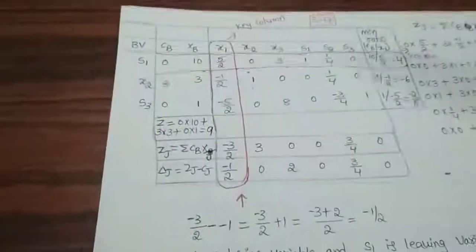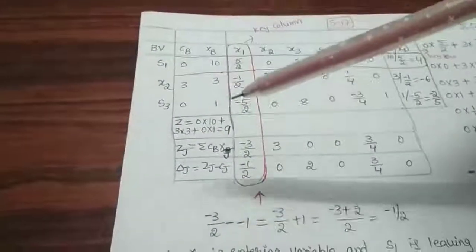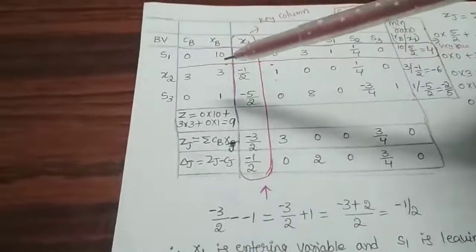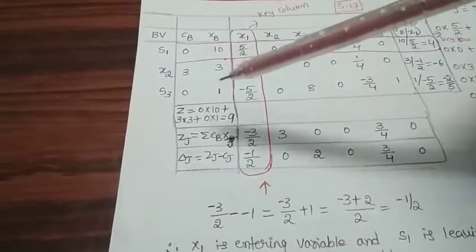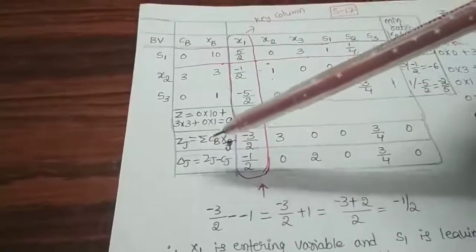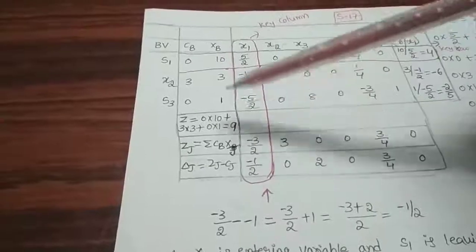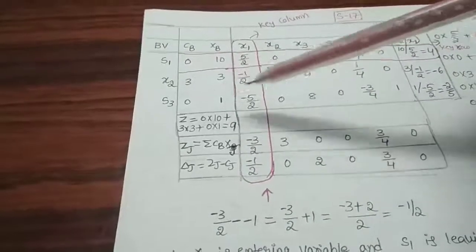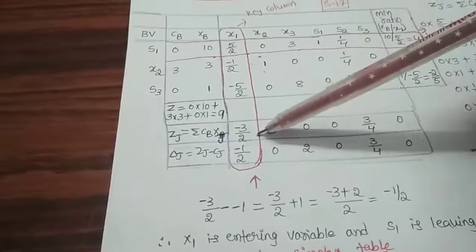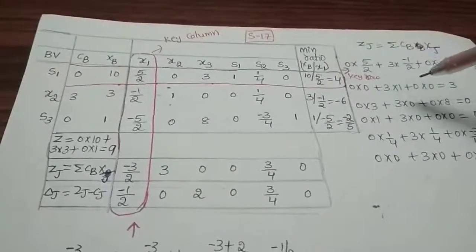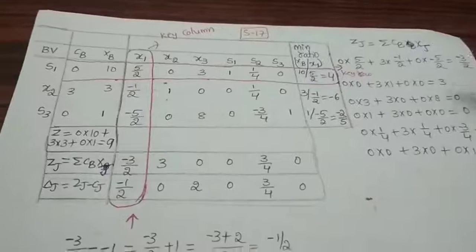These are the same values I gave here clearly, showing how to calculate the Z value, ZJ value and delta J value. Z equal to 0 into 10 plus 3 into 3 plus 0 into 1, that equal to 9. ZJ value formula equal to summation CB into XJ, that equal to 0 into 5 by 2 plus 3 into minus 1 by 2 plus 0 into minus 5 by 2, that equal to minus 3 by 2. Similarly, I gave here also clearly 0 into 5 by 2 plus 3 into minus 1 by 2, 0 into minus 5 by 2 equal to minus 3 by 2.